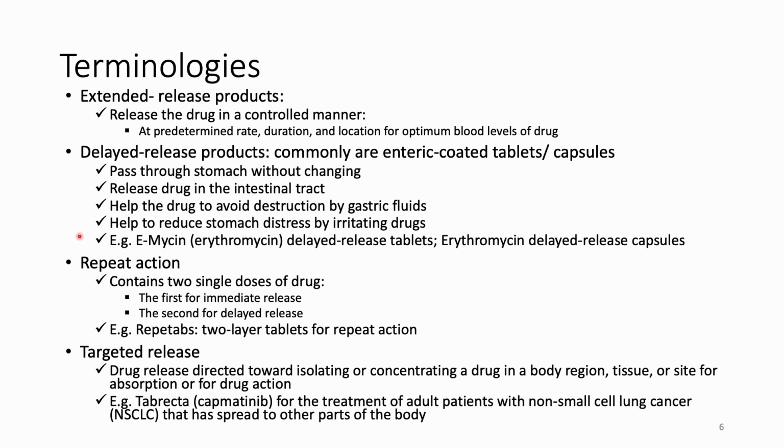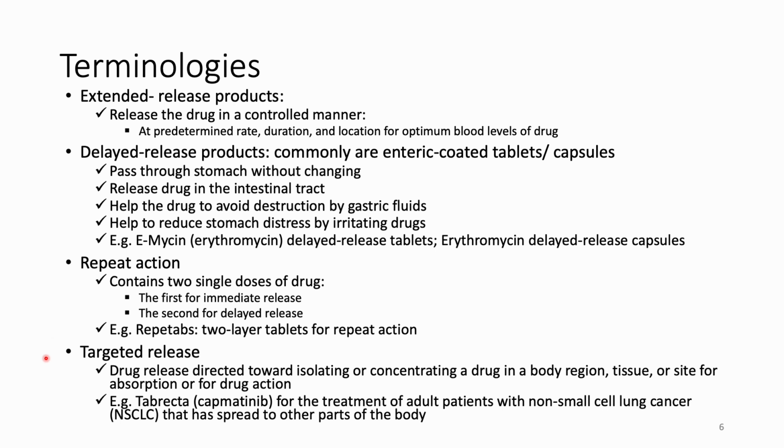capsules. The third terminology is repeat action. Repeat action contains two single doses of drug, the first for immediate release and the second for delayed release. Example, Repetabs. Repetabs are two-layer tablets for repeat action. The first layer will release the drug immediately in the stomach, and the second layer will have delayed release. The drug will not release in the stomach, but it will release in the intestine.